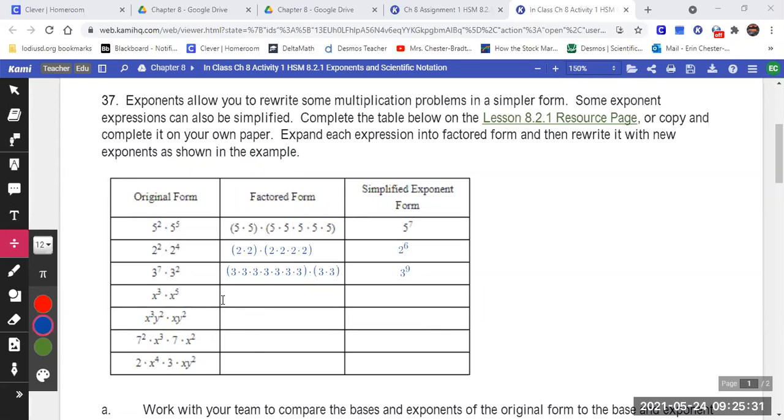Okay, so who wants to give me this one? Does it change the rules just because it's letters and not numbers? No, it doesn't change the rules. So what would my parentheses say?